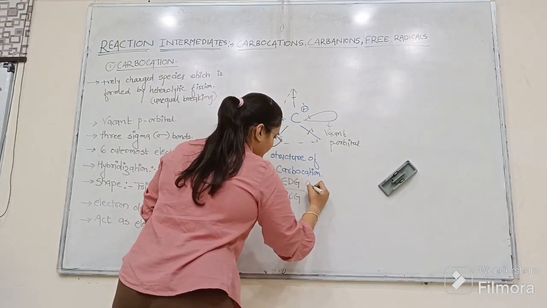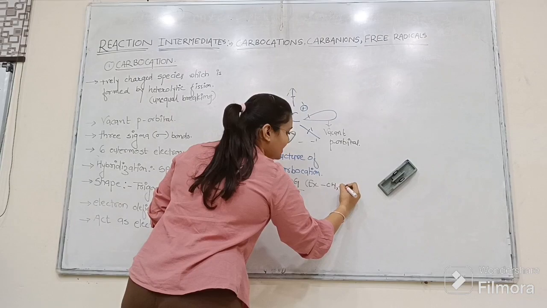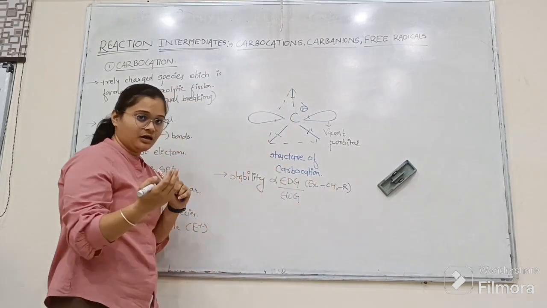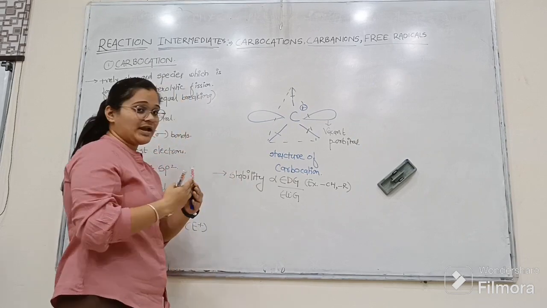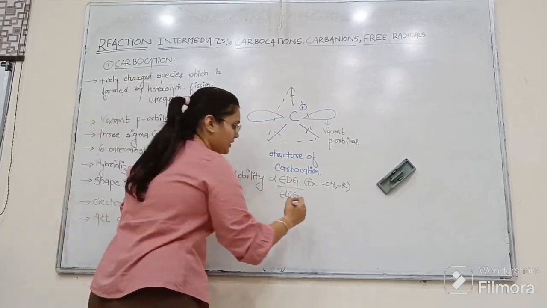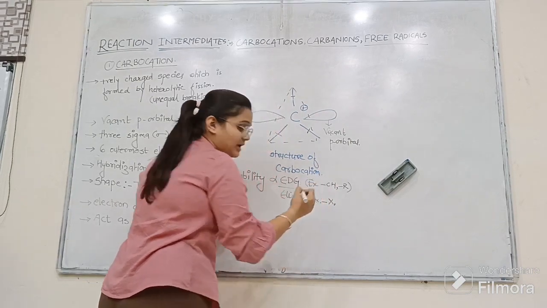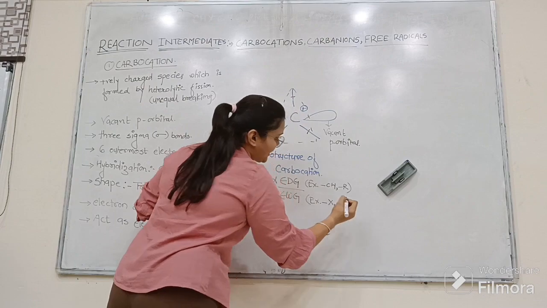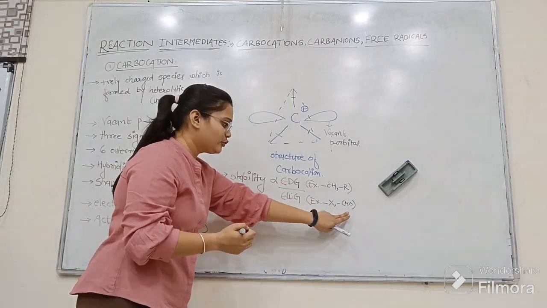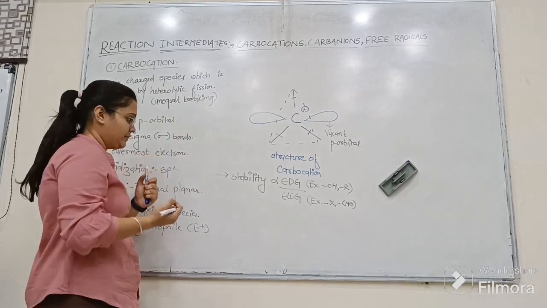Now what are my electron donating groups? The examples can be alcoholic group, alkyl groups, etc. These are my electron donating groups. They will increase the stability. Whereas electron withdrawing groups can be halide groups, that is X, and furthermore ketonic or aldehyde group. They are electron withdrawing groups and they will decrease the stability.